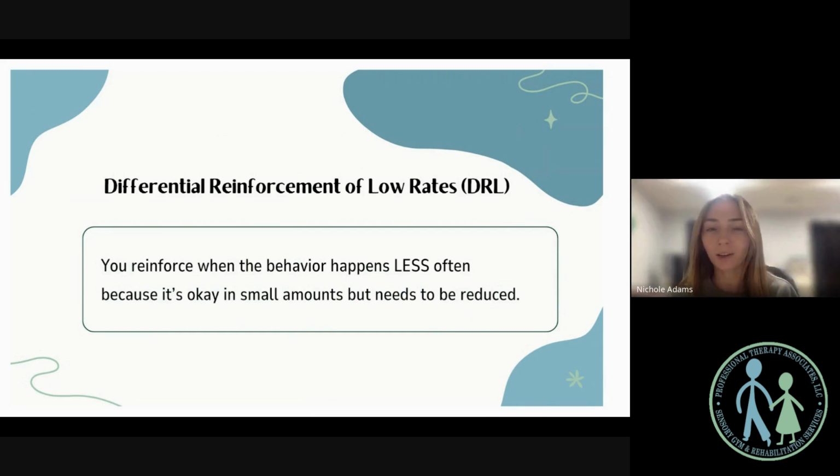Hi, I'm Nichole Adams, and I'm a student analyst at PTA. And I'm going to start by talking about differential reinforcement of low rates, or DRL. So DRL is when you reinforce the behavior that happens less often. And it's okay because it happens in small amounts because it needs to be reduced.